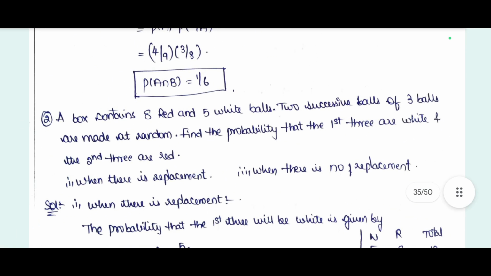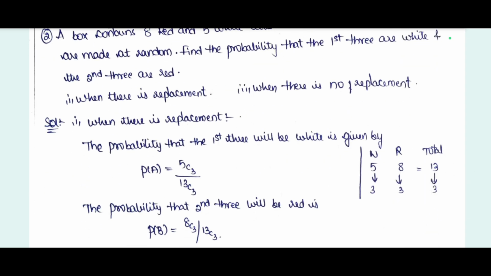Next, a box contains 8 red balls and 5 white balls. Two successive draws of 3 balls are made at random. Find the probability that the first 3 balls are white and the second 3 are red, when there is replacement and when there is no replacement. Similar question, very important, so that's why we are discussing again and again.